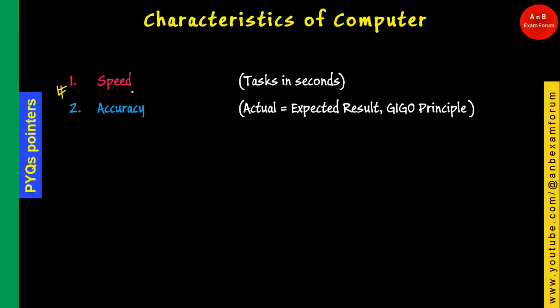The next characteristic is accuracy. As you know, humans can be inaccurate, but the computer cannot be beaten by the human. What I mean to say is that accuracy is one thing, but it acts on the principle of GIGO, that is garbage in, garbage out. Because it has no intelligence in it right now, whatever input you give, it takes that input, processes it, and gives the output. So that is known as the GIGO principle. If you give garbage input, it will give garbage output.